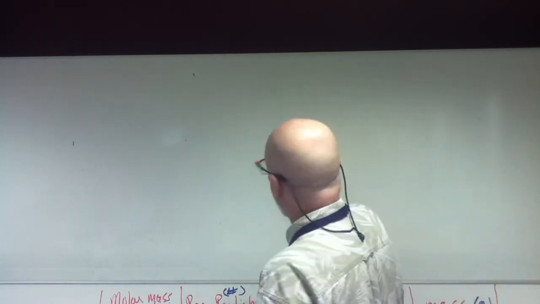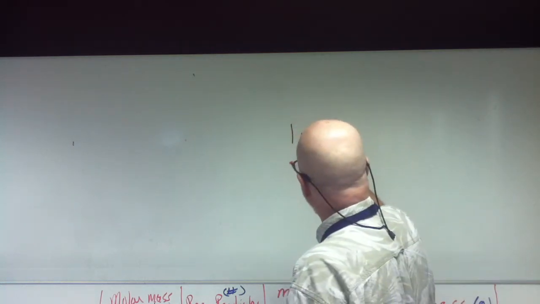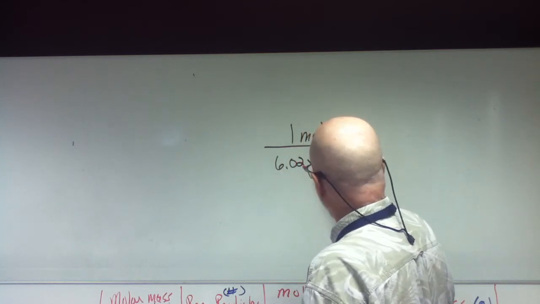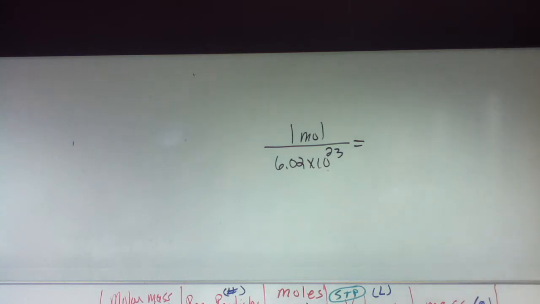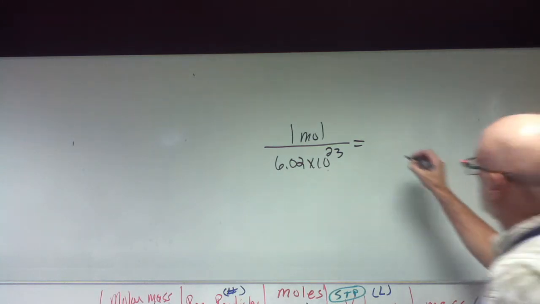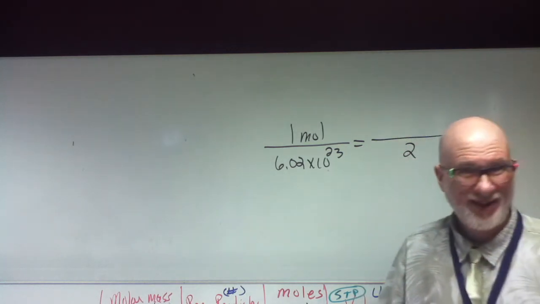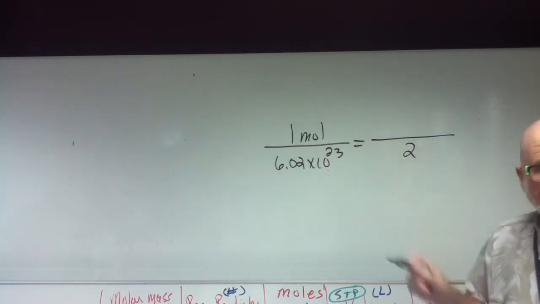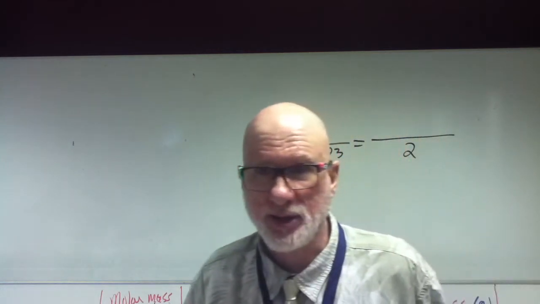Okay, so if I say to you, 1 mole is 6.02 times 10 to the 23rd, right? Yes? Okay, I want to know how many moles 2 particles is. So it's going to be 1 times 2 is 2. So what is 2 divided by, put this in your calculators, do what I say.